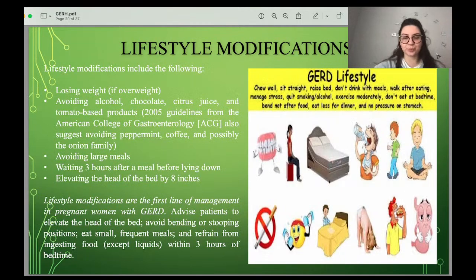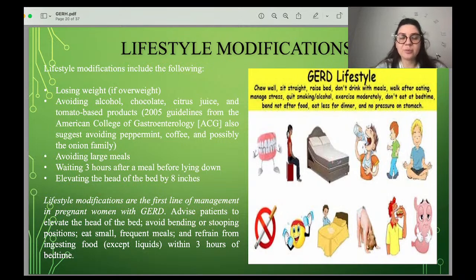Let's discuss more. Lifestyle modifications. They include the following. They are very important in some patients, especially pregnant women. It is the first choice therapy. It is obligatory for all other patients, because other ways of treatment do not exclude lifestyle modification. They are necessary for effectiveness of treatment.